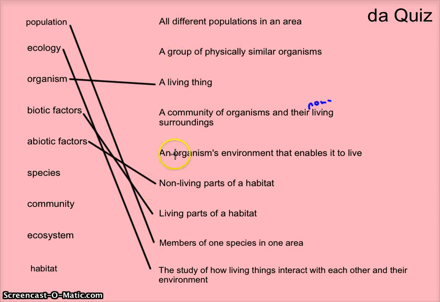Looks like only four remaining. Which one of those four is species? It is this one, a group of physically similar organisms. You may remember whether offspring can reproduce the same offspring and their offspring can reproduce the same offspring. What about community? It is this one way up here, all different populations in an area.